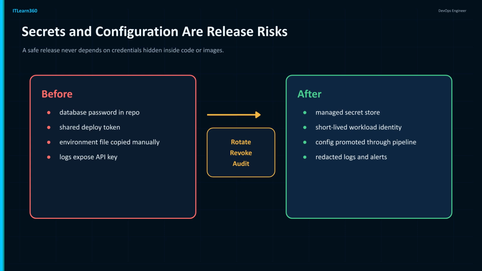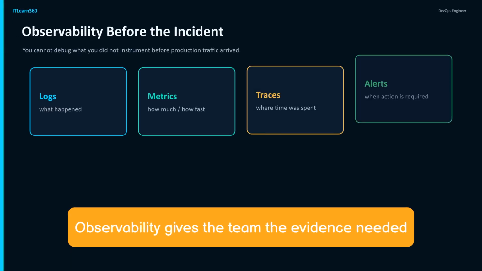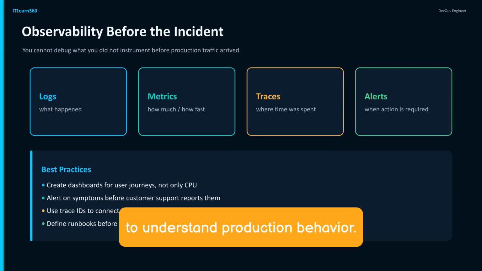Secrets management is not an isolated security topic. It directly affects whether a deployment is reproducible and whether an incident can be contained quickly. Even with safe configuration, however, production failures will still happen. The team needs observability in place before the incident begins so it can see what the customer is experiencing. Observability gives the team the evidence needed to understand production behavior.